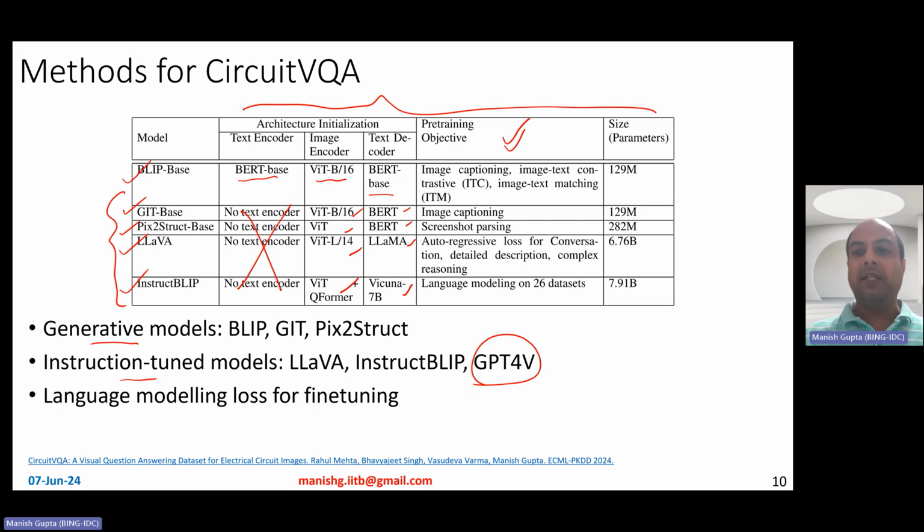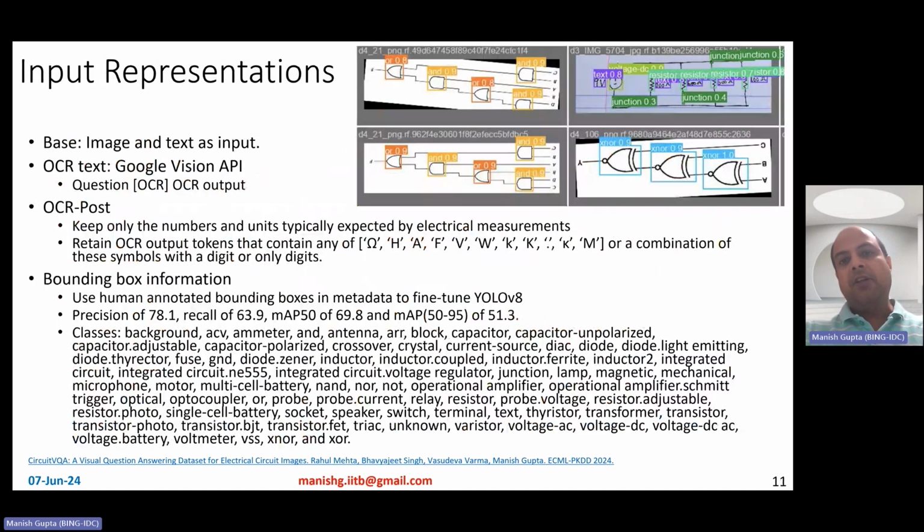But what is important to notice is the size of these models. LLaVA and InstructBLIP are effectively instruction-tuned models, and therefore they are pretty large in size, about 7 billion parameters, 8 billion parameters, and so on. Of course, for GPT-4V, we do not know exactly how many parameters it has, but it is pretty large, more than a trillion parameters for sure. To train these models, we fine-tune them using the language modeling loss. So that's that.